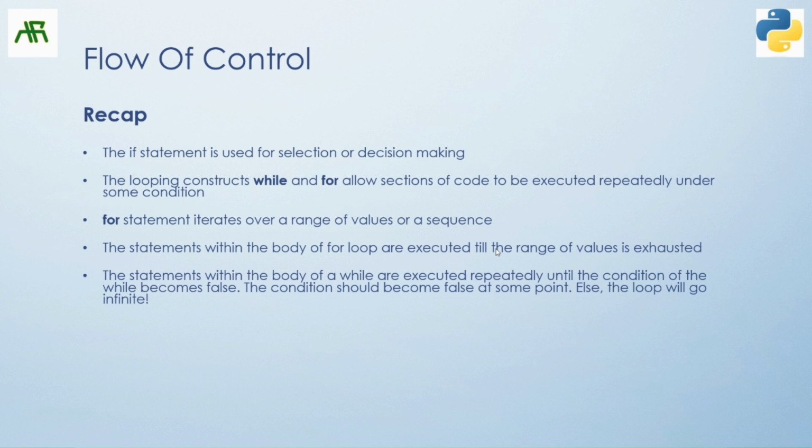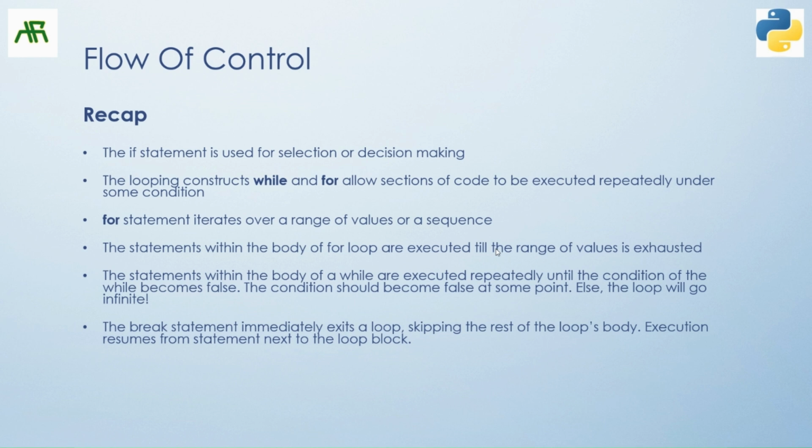The statements within the body of a while are executed repeatedly until the condition of the while becomes false. The condition should become false at some point, else the loop will go on infinitely. When we write the while loop, we have to ensure the condition becomes false at some point in time. As I mentioned, if it is not becoming false, it's always yes or true, it will never stop and we'll never come out of the loop and the program will never end.